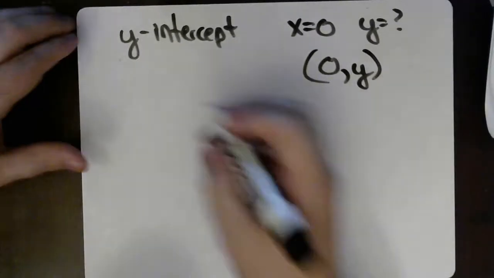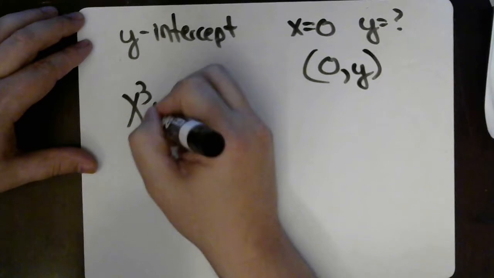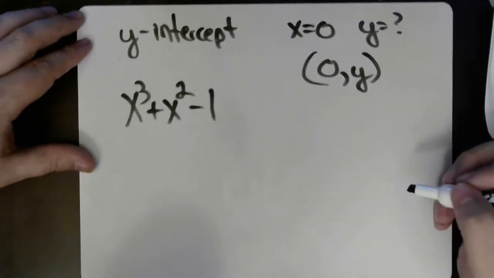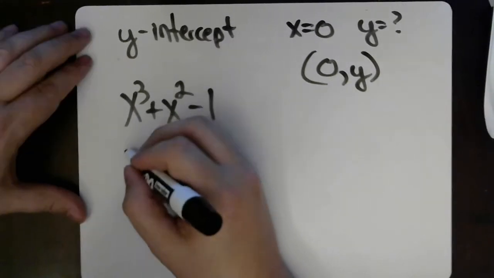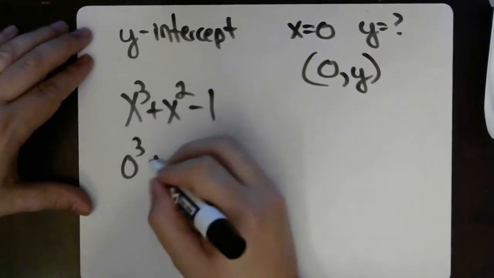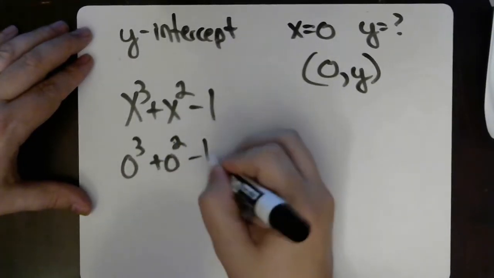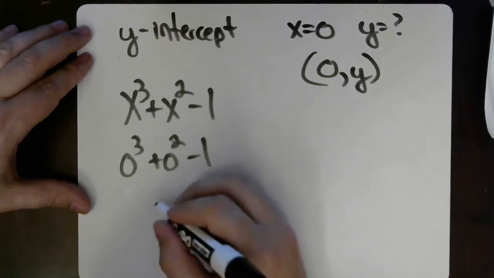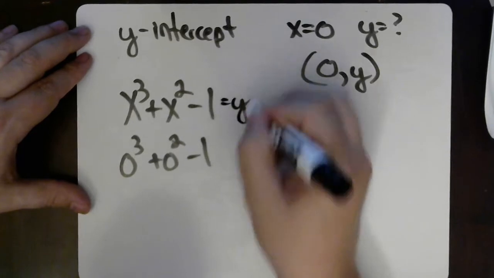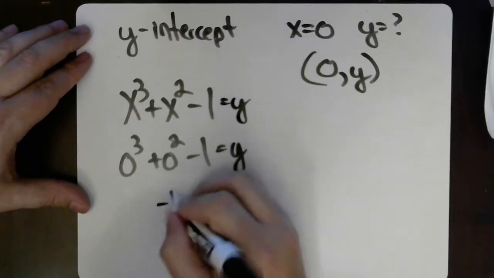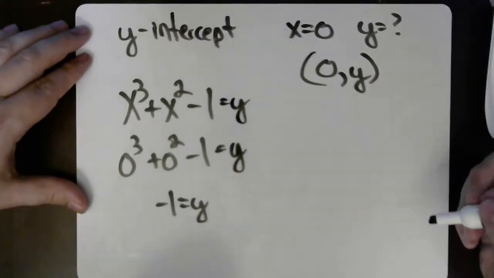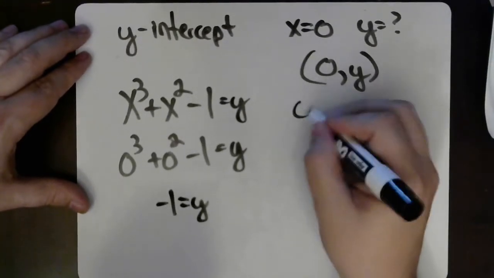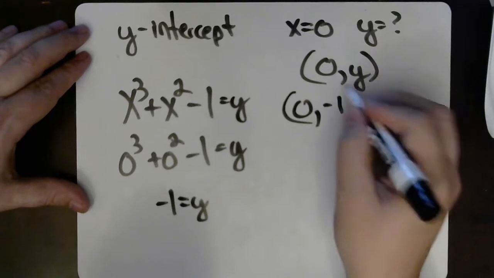Okay, we're going to do a couple. So x cubed plus x squared minus 1. Well, when x is 0, it's 0 cubed plus 0 squared minus 1. Well, that's 0 plus 0 minus 1. So that means y is negative 1. So that means when x is 0, y is negative 1.